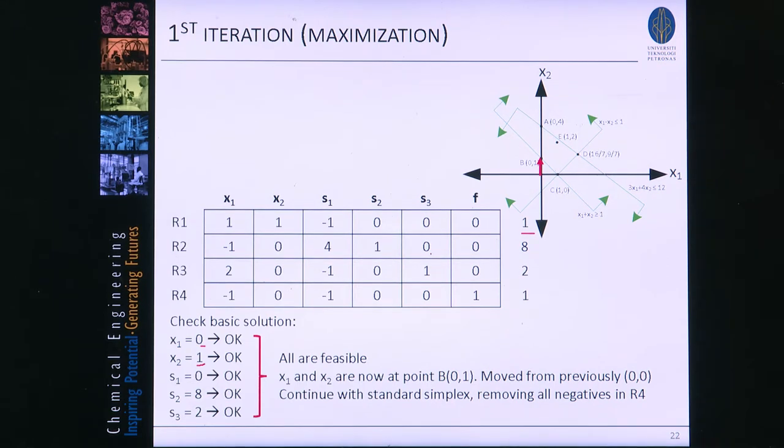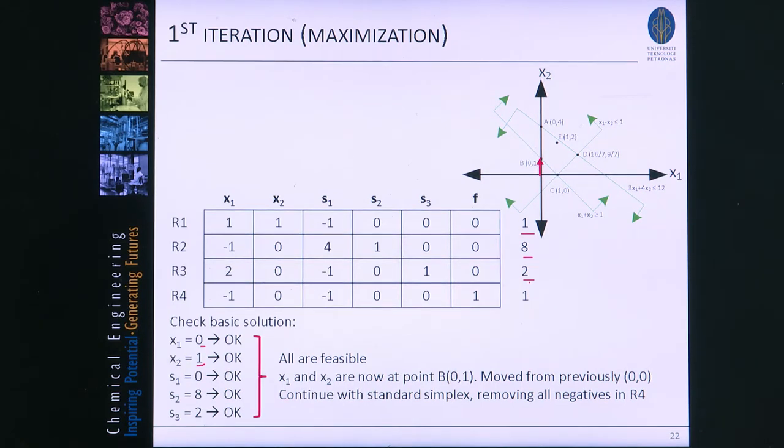You can see 0, 1 is here, point B. So we are now already at this point, which is in the feasible region. Now S1 equals 0, because S1 is no longer a basic variable. S2 equals 8, and S3 equals 2. So all positive. Since all are positive, we can just continue with the standard simplex by removing all negatives in the objective function, which is in row 4.